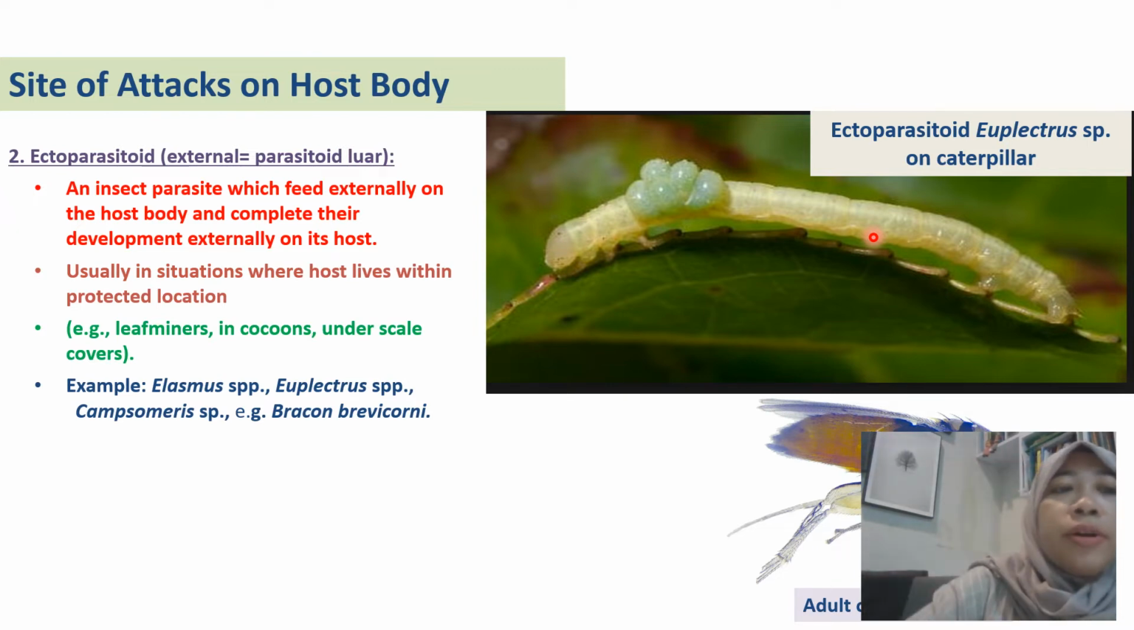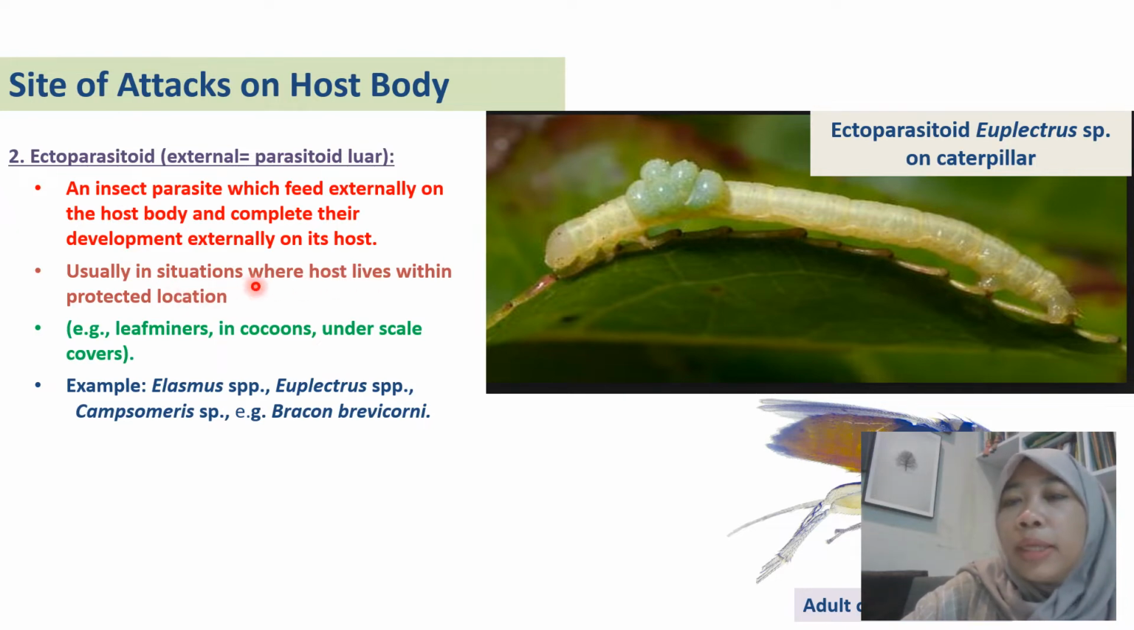Ectoparasitoid is different from endoparasitoid. Endoparasitoid is inside the host body, while ectoparasitoid is an insect parasite which feeds externally on the host body and completes its development externally on its host. So they feed externally, and they also complete their development externally too. And the ectoparasitoid is usually in a situation where the host lives within a protected location.